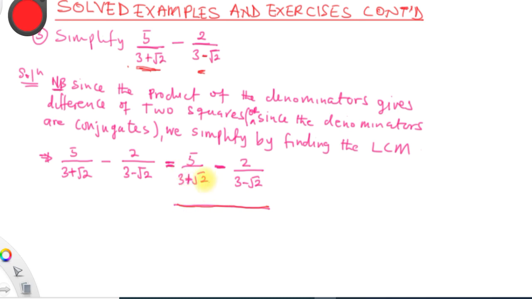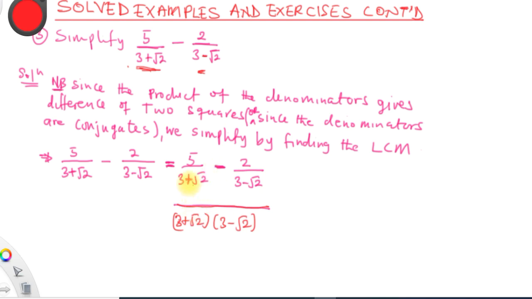So what will be the LCM? The LCM is just the product of the denominators, which are conjugates. So the LCM is 3 plus square root of 2 times 3 minus square root of 2. Yes, we are finding the LCM because the denominators are conjugates. Otherwise, we will not find it. So note this very well.